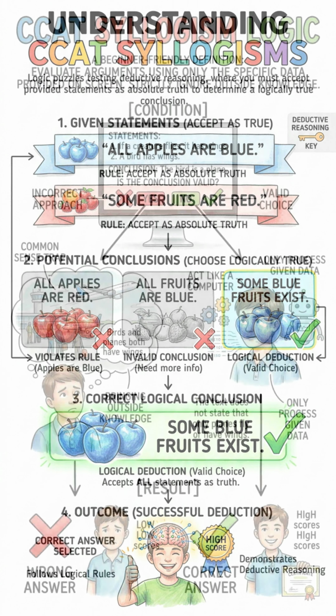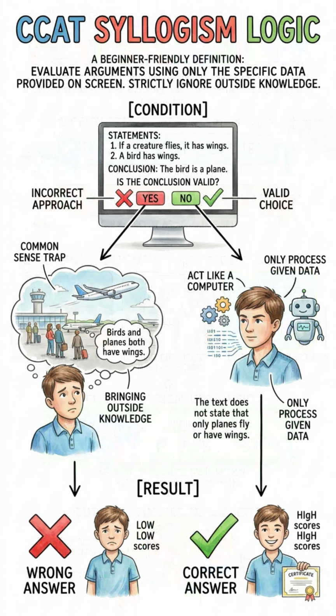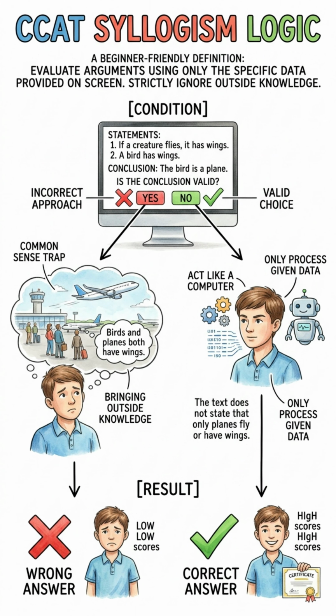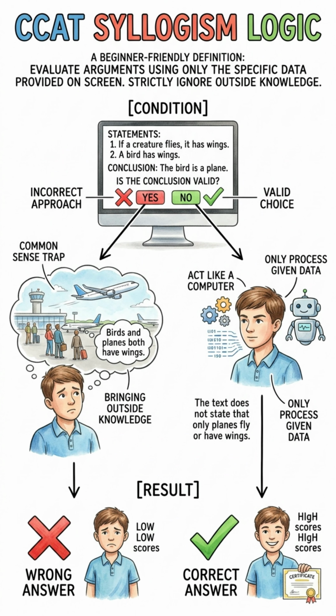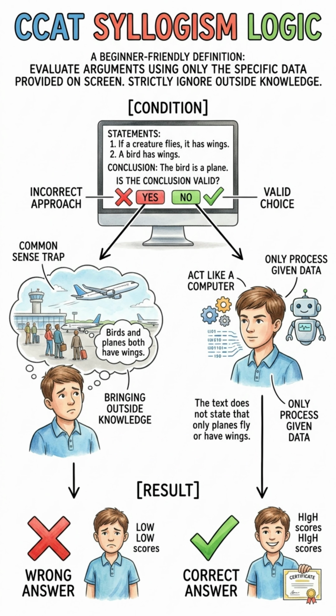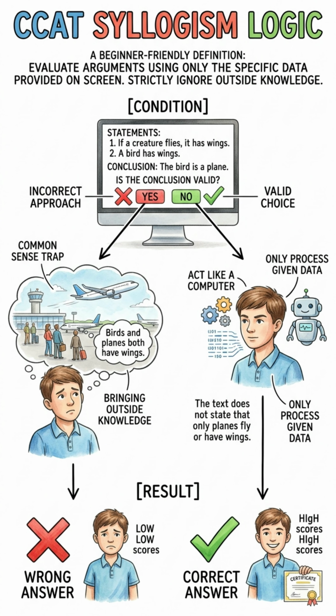The biggest mistake test takers make on syllogisms is bringing their own outside knowledge into the question. Your brain will naturally try to use real-world logic to find the answer, but this will almost always lead you into a trap. If the text does not explicitly state a fact, you cannot assume it is true, no matter how obvious it seems in reality. You have to operate like a computer, processing only the specific data given to you on the screen. Ignoring your common sense is surprisingly difficult, but it is necessary for these specific questions.